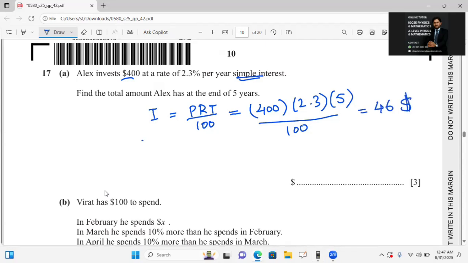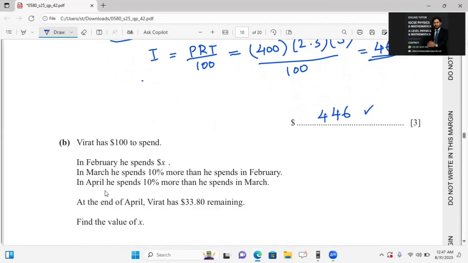So this is the $46 which he will get as interest. Now he is saying find the total amount Alex has at the end of 5 years. So 400 is the original and 46 will be added. You will get 446.